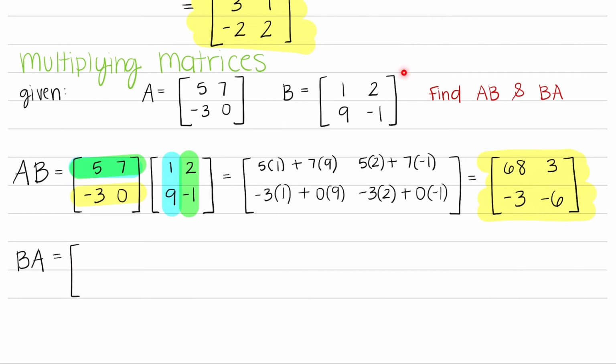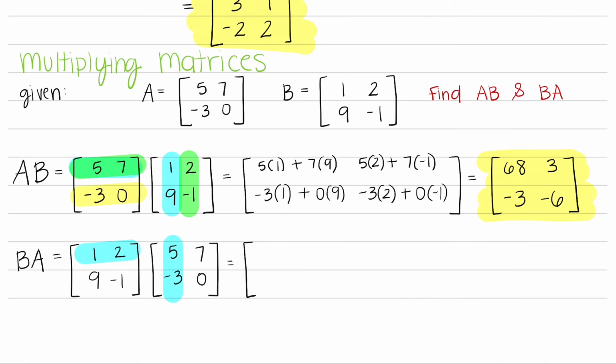Now let's multiply matrix B times A, so let's just switch those matrices. Multiplying matrices in the opposite order does not mean that you will get the same answer. So in this case, again, let's multiply the first row times the first column first for that first term, and you would multiply the 1 times 5 plus the 2 times negative 3. And for the first row second column, you would just do 1 times 7 plus 2 times 0.